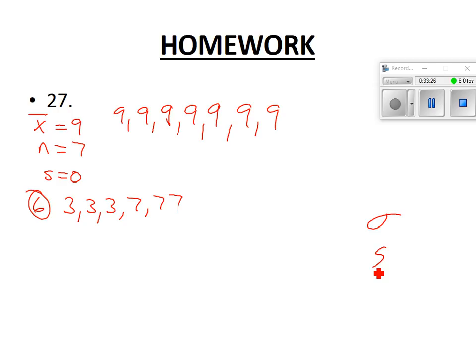Number 11. Again, you could punch all those numbers into the calculator if you wanted. Just put them in the list and it'll do all that for you. Does that mean I don't want you to know how to do it longhand like we were just doing? No, I want you to, because you have to understand what you're actually doing. On 11, I got mu was 9, the variance was 4.8, the standard deviation was 2.2, and the range was 7.